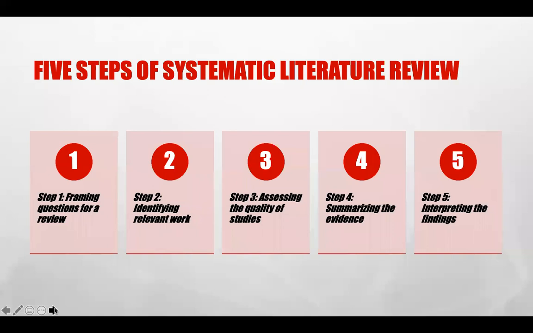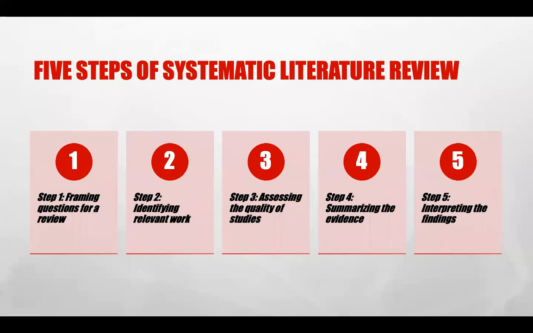So normally there are 5 steps of conducting a systematic literature review. The first one is framing the question for the review. What is your question? This is one of the most important parts. You have to look into certain things, especially whether or not someone has previously done some work on a systematic literature review of the same question.